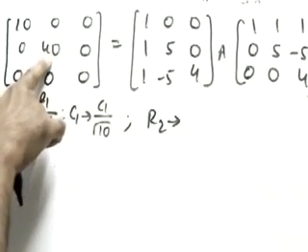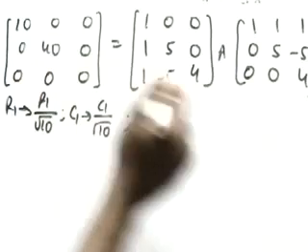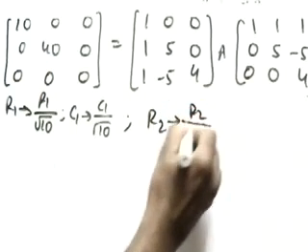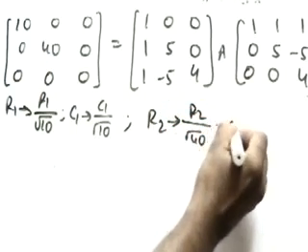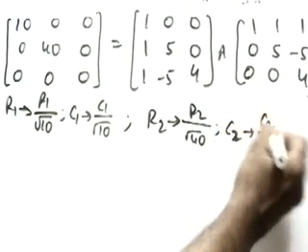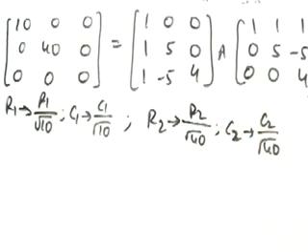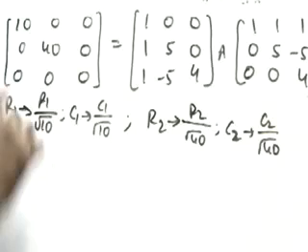In the same way, R2 implies: now this we have to change to 40, 40 to 1. So divide by root 40. R2 by root 40. And similarly, C2 implies C2 by root 40. So this is the method.